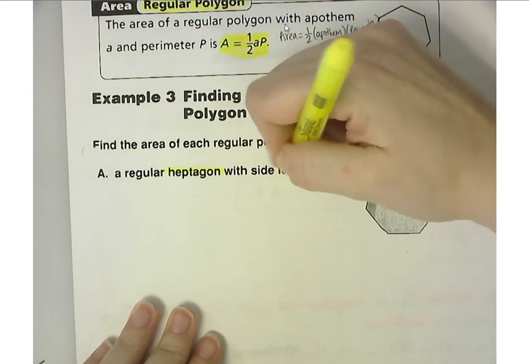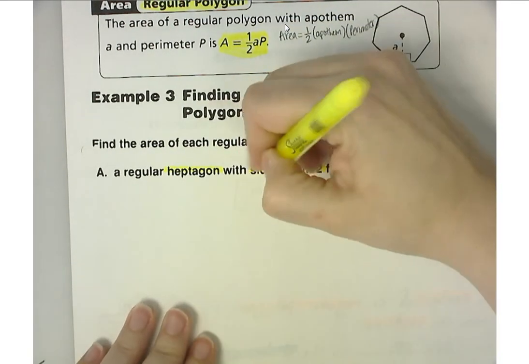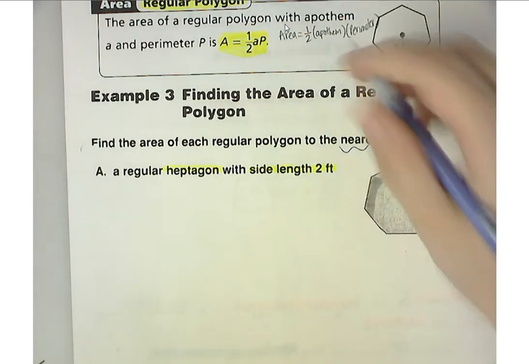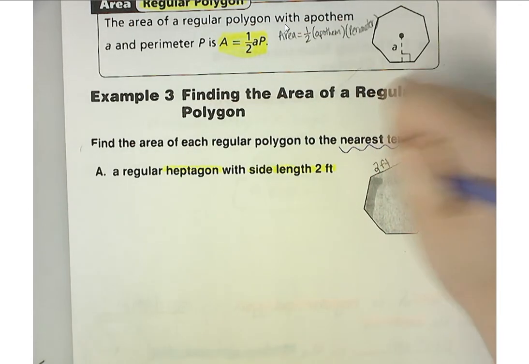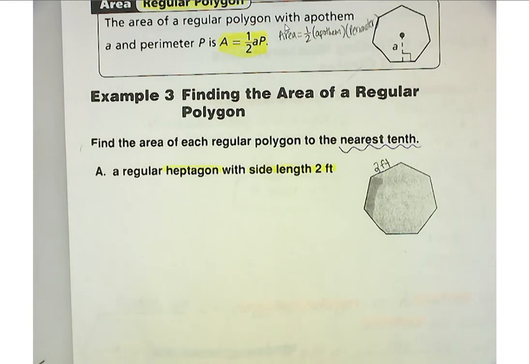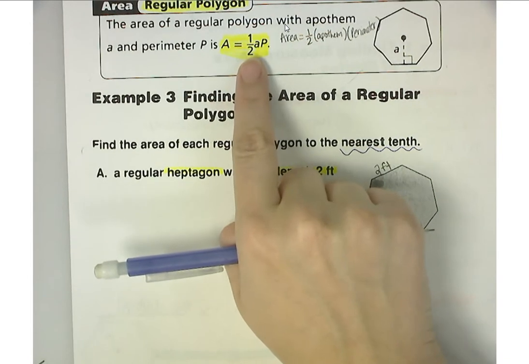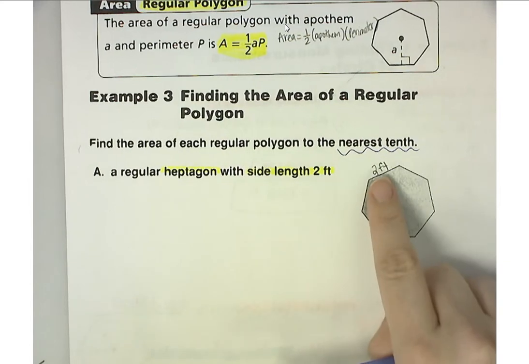So it's a regular heptagon. The side length is 2 feet. I'm just going to label one side as 2 feet. Keep in mind that what we're going to have to know is the apothem and the perimeter. We can actually find the perimeter very quickly with this one. What would we do? 7 times 2, right? There's 7 sides, 2 feet. The perimeter is going to be 14.